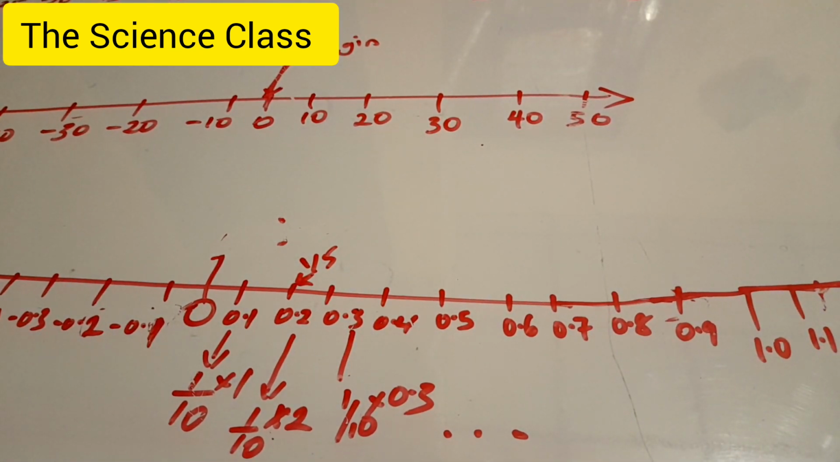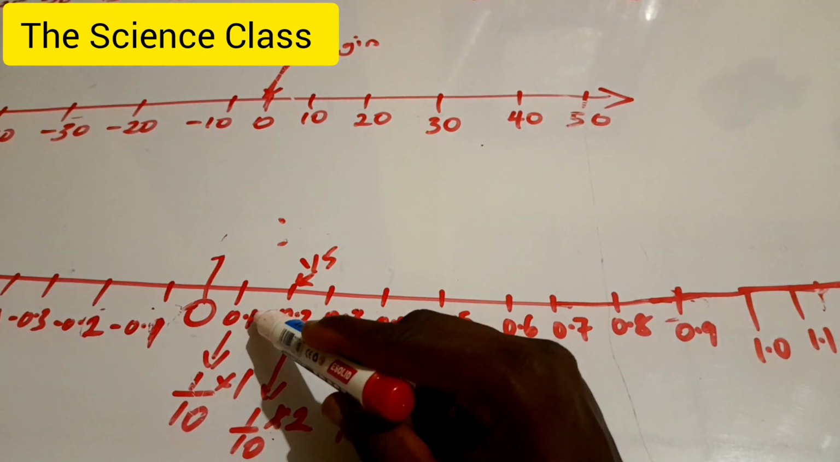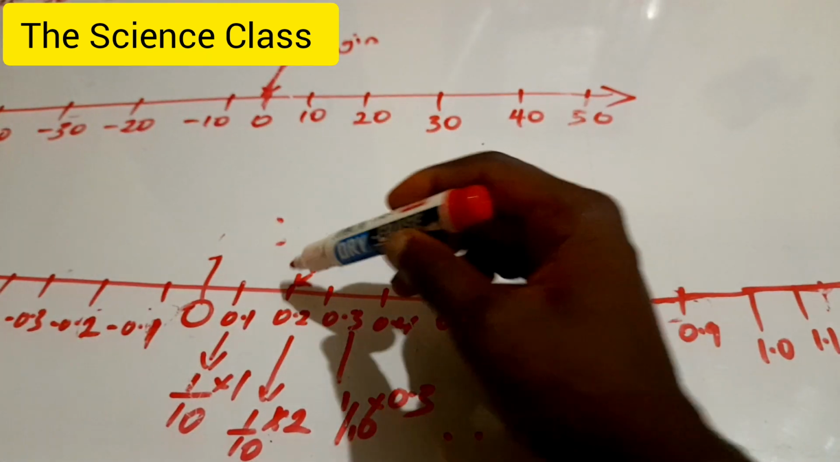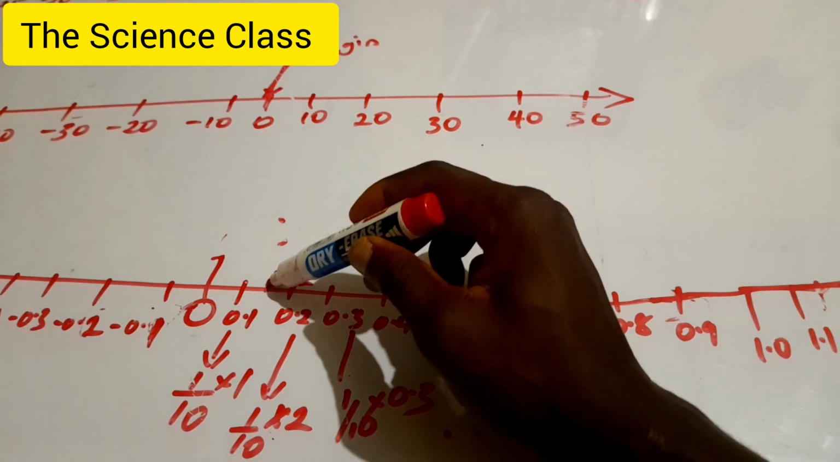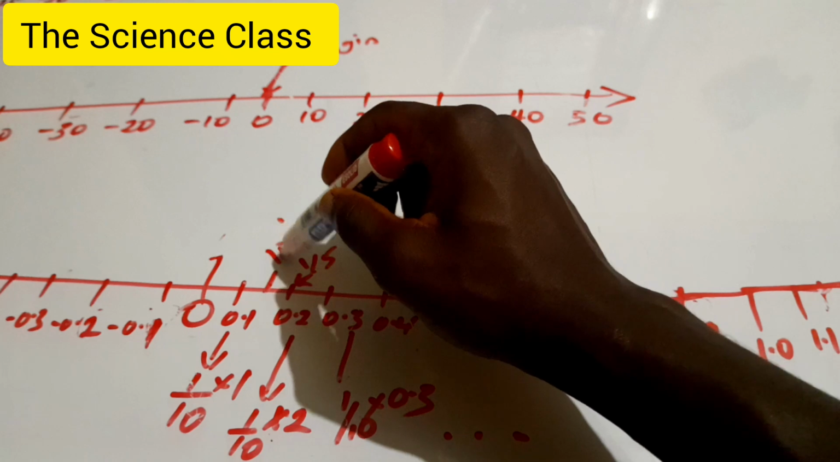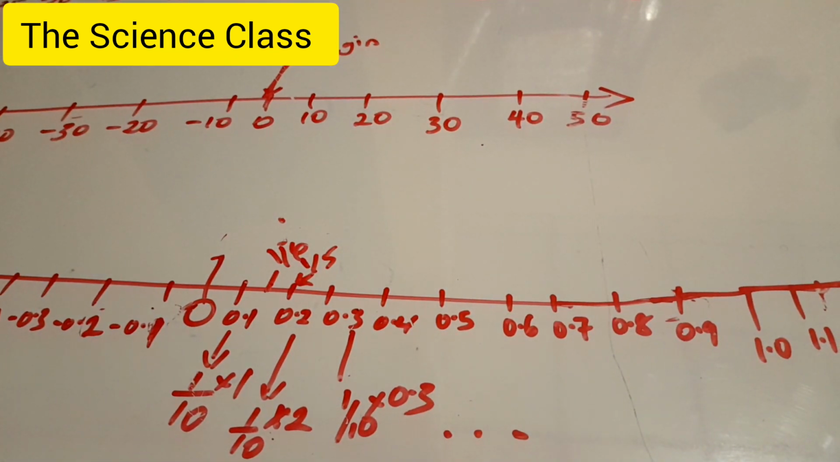The next one was 1 over 6. 1 over 6 is 0.16. 0.16 will be a little bit after 0.1. This is 0.1, this is 0.2. So 0.16 will be somewhere here. So 1 over 6 will be here like this. Can you see? 1 over 6 is here like this.